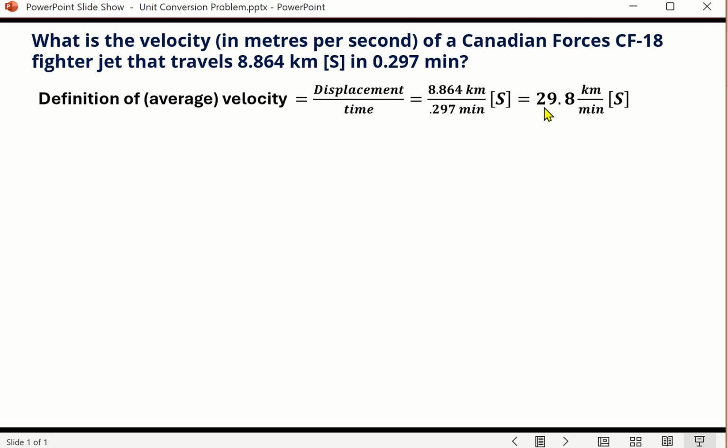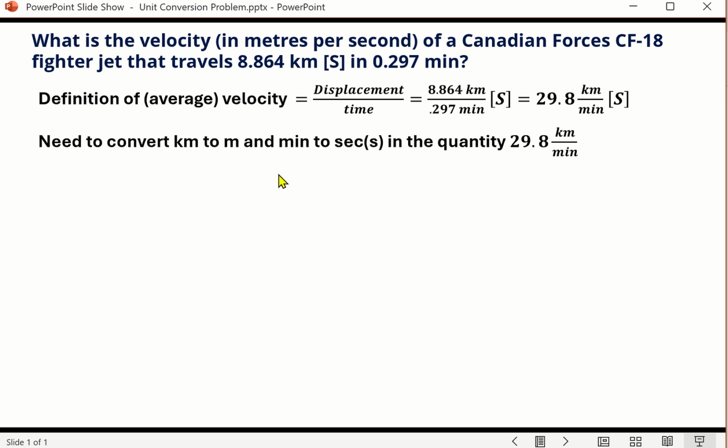Notice first that this is a perfectly reasonable physical quantity. It's got units of distance over time, so there's nothing wrong with it. It just doesn't have the units that someone wants to use. The other thing you notice is that this is only expressed in 3 significant digits, because in the original calculation, the least significant number was only expressed in 3 significant digits. So we only have 3 significant digits that we need to work with. Our problem is we need to convert kilometers to meters and minutes to seconds in this quantity.